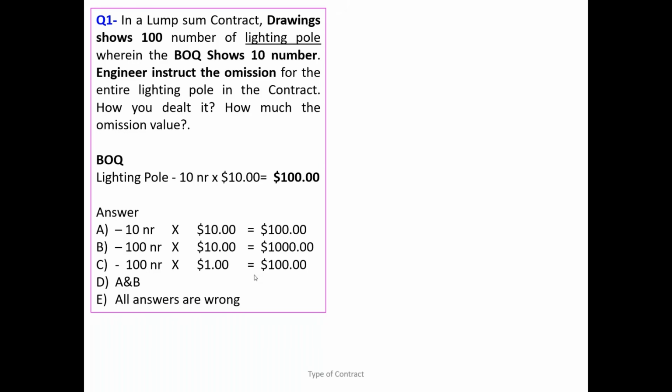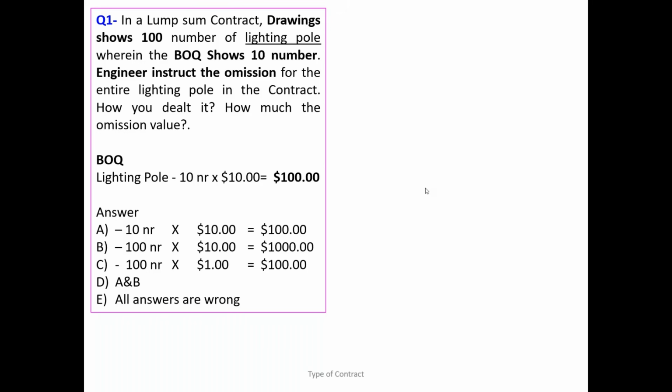Now let me tell you why we cannot do it that way. That is wrong practice. Let me ask you one question. 100 lighting poles, $100. That is agreed, no? Now you want to add one more lighting pole. How much are you going to pay? $1 or $10? Realistically, 1 or 10? The right answer is 1, because that's what I said to you.